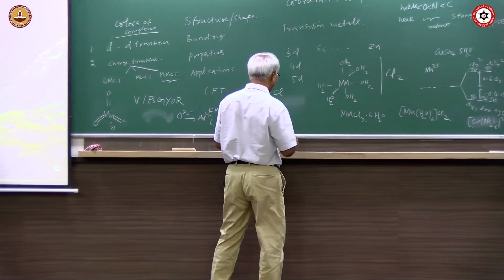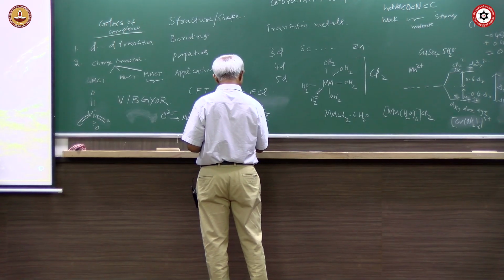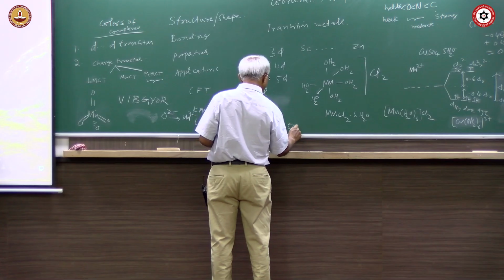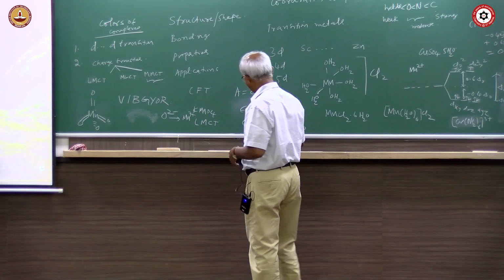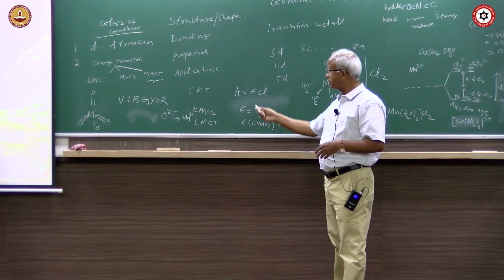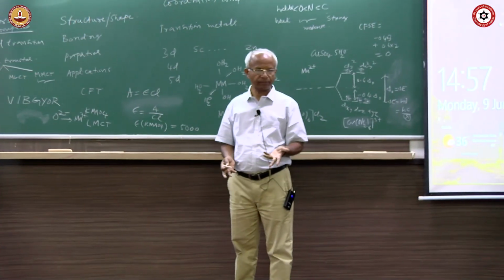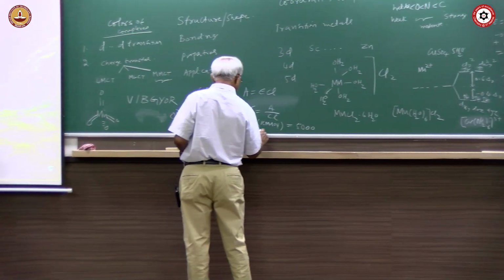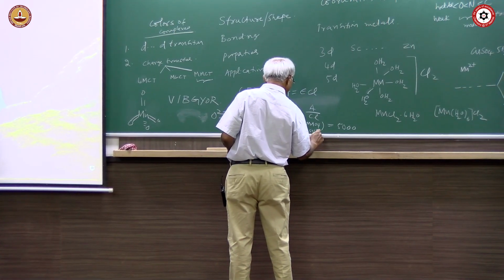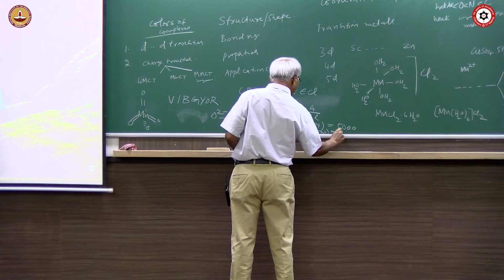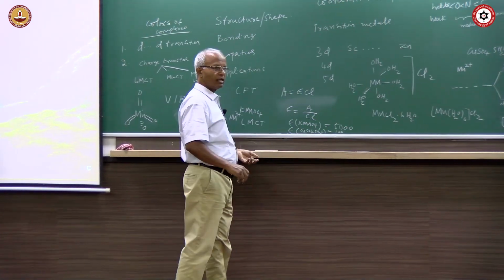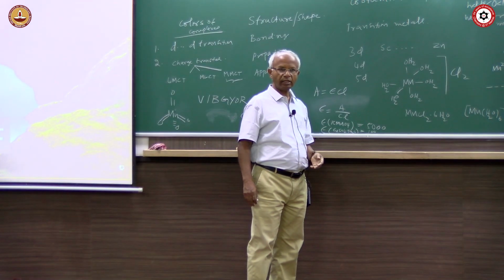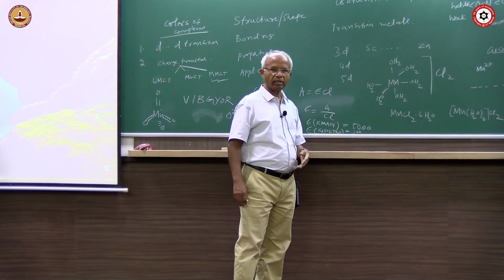Epsilon for KMnO4 will be, let us say, around 5000, whereas the same epsilon for copper sulfate pentahydrate will be around 100. So clearly now you know that the color of permanganate is 50 times greater than that of copper sulfate.